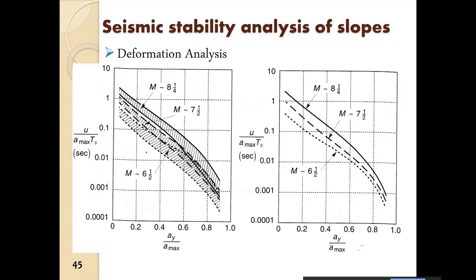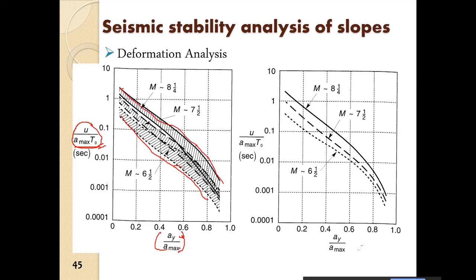And for various case histories, they summed up the displacement and normalized it, A max into T naught, where T naught is the equivalent time period of the earthquake and A max is the maximum acceleration. They normalized this as a ratio here, for different yield acceleration and A max, and plotted from various case histories that they have recorded. They saw that it all falls within this range.